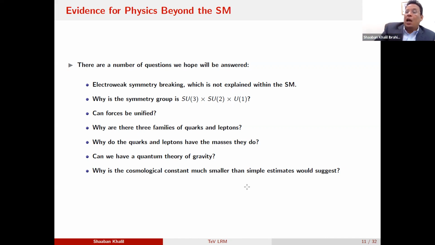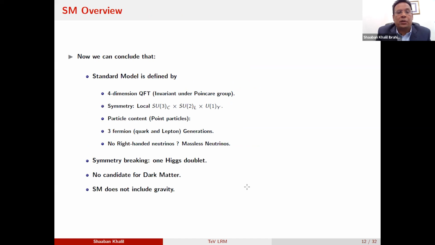So all these questions, as I told you, are open questions, and require some careful thinking and going beyond the standard model. Let me summarize this part and tell you, even if you didn't study the standard model before, let me give you our definition for the standard model. The standard model is defined as a 4-dimensional quantum field theory.